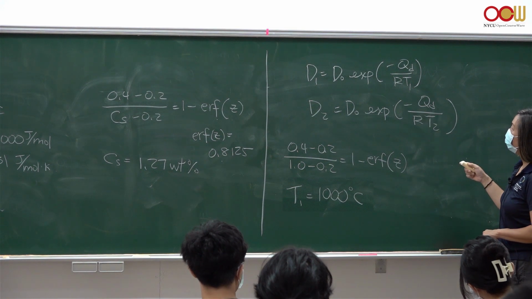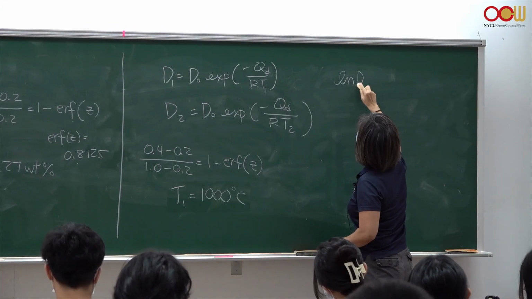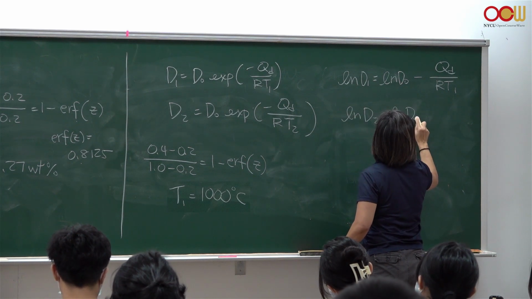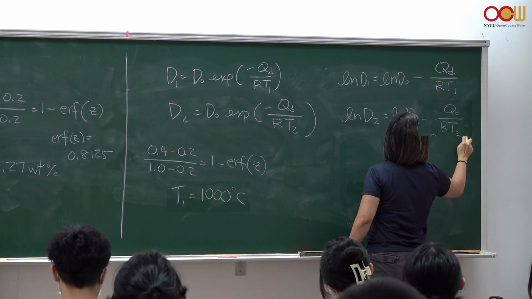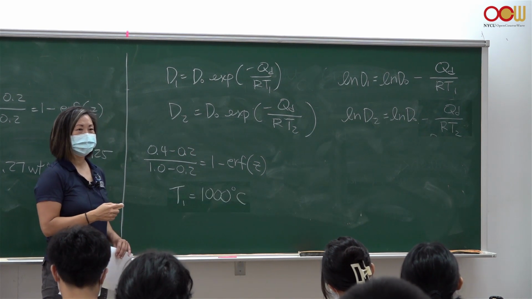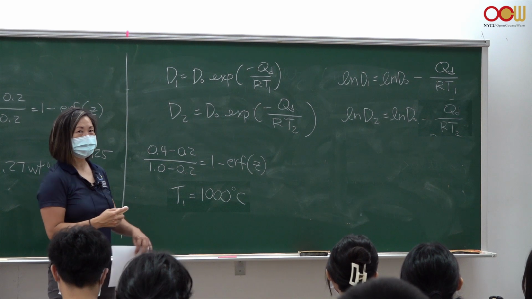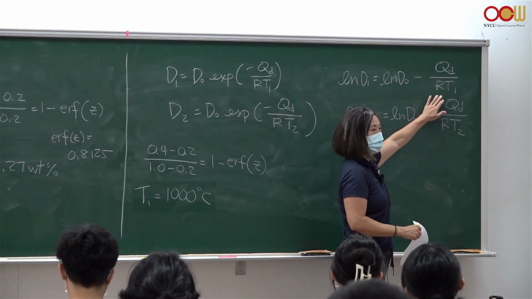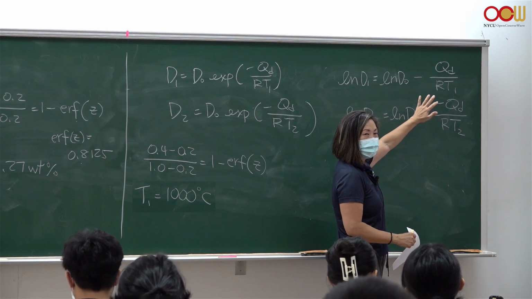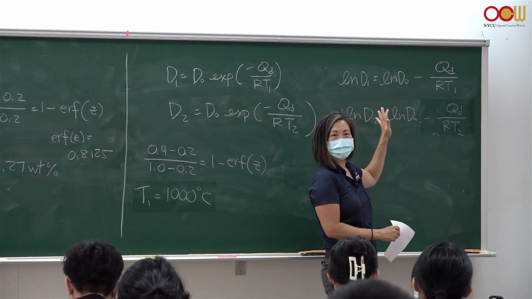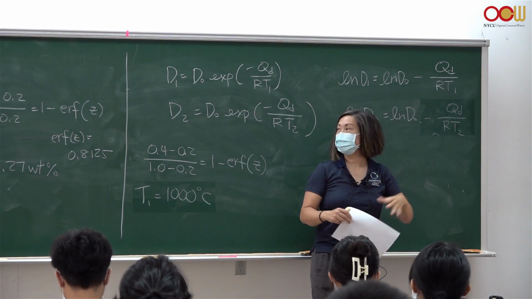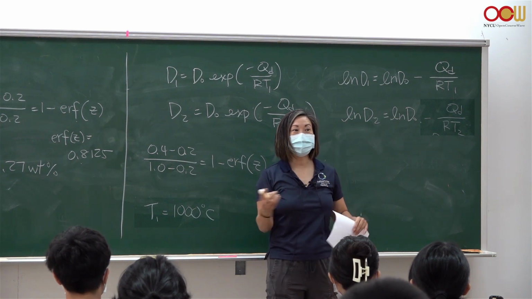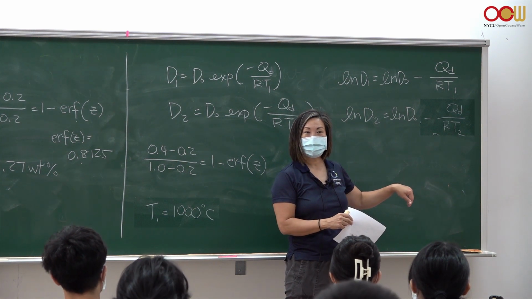So if I take the natural log of both sides, so far so good? Does everyone understand why I have these two equations? I have two temperatures, right? And the two different temperatures are going to give me two different diffusion coefficients. And that's what's going to give me the higher amount of carbon in my material. So we're trying to find out what T1 is and what T2 is.